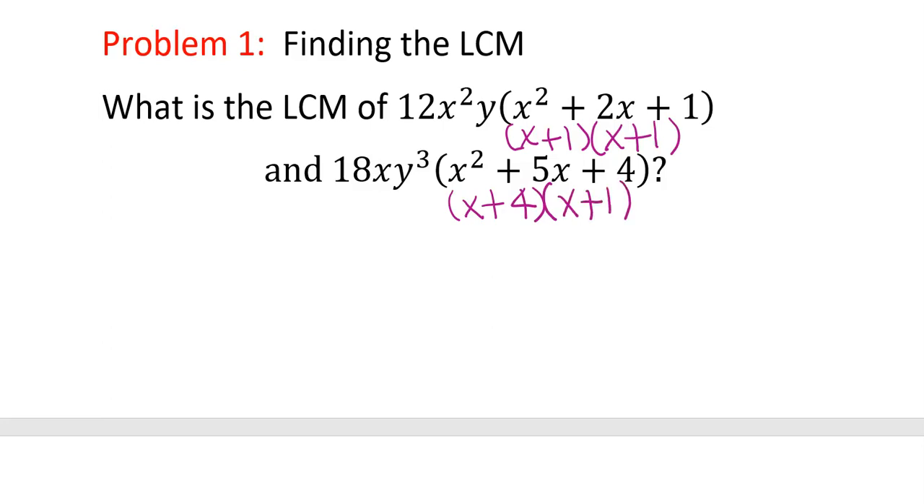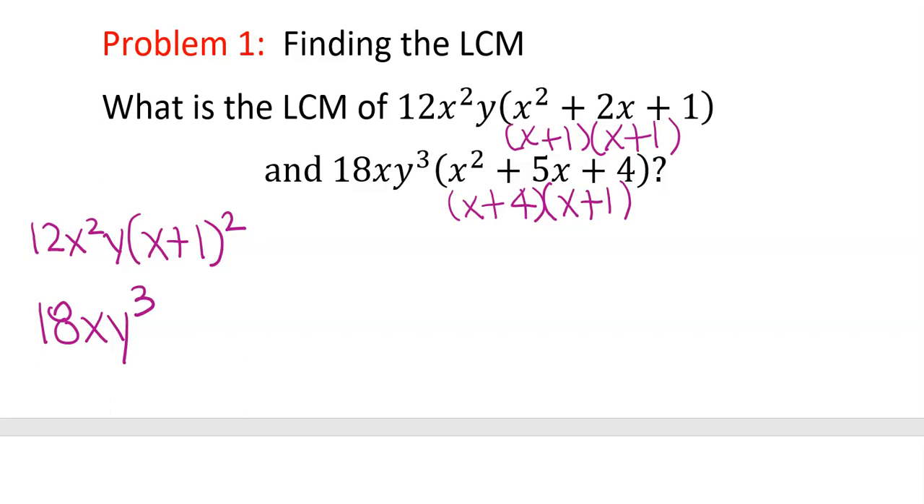So 12x squared y times x plus 1 squared. Okay, and we're also going to do 18xy to the third times x plus 1 times x plus 4. Now, what I'm going to do first is look at the numbers. I'm going to do a factor tree for each one.